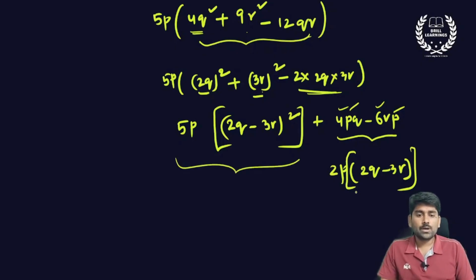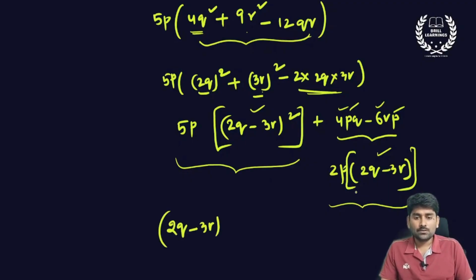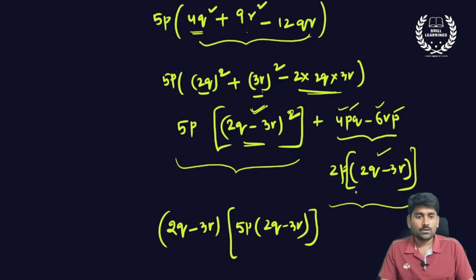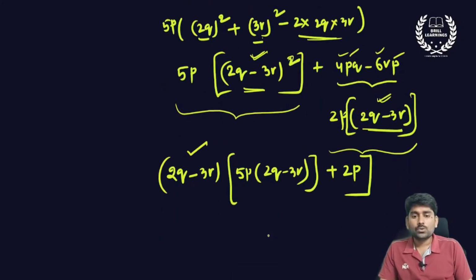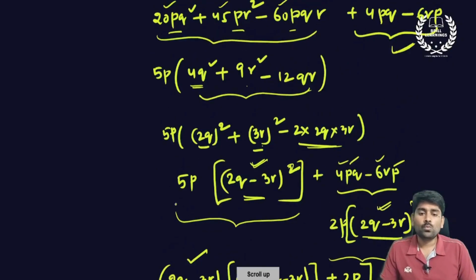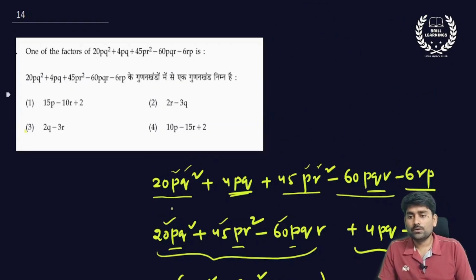Now if you observe, in this part and in this part we have common 2q minus 3r. So take out that common part, 2q minus 3r. What are we left with? It is the square term, so one part is left here, which is multiplied by 5p: 5p into (2q minus 3r). Here I have taken common, only one part is left, so I am left with 2p only. Okay, this is the portion. That means 2q minus 3r is one of the factors here. So the third one is the right answer.